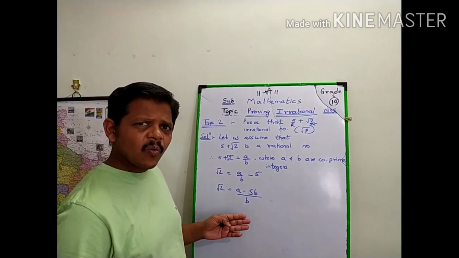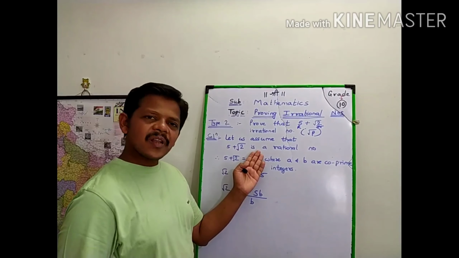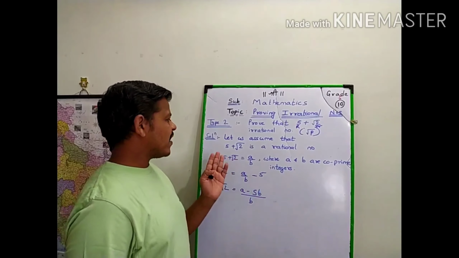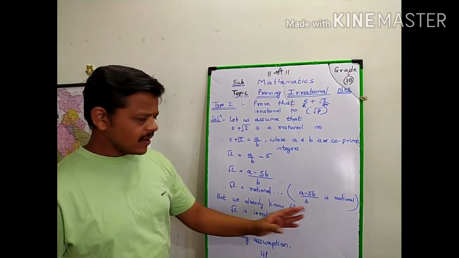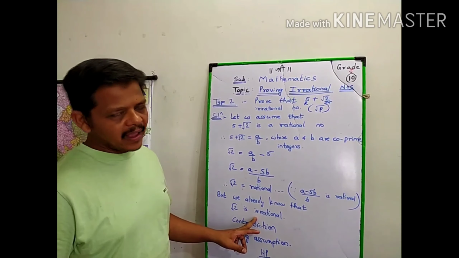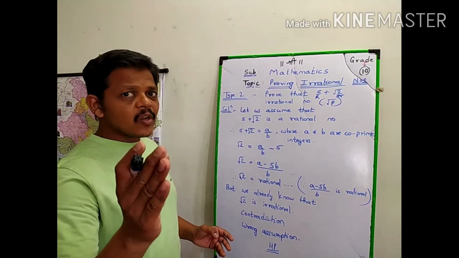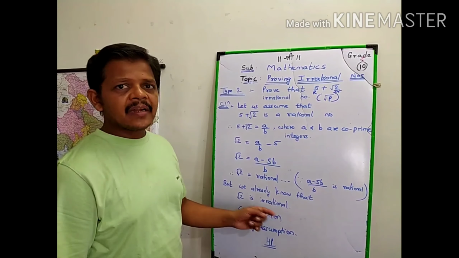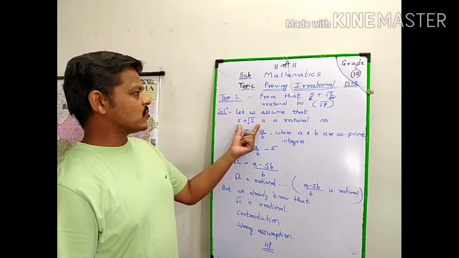Again a contradiction. Why the contradiction? Because of the wrong assumption that 5 plus root 2 is rational. So our assumption is wrong, and 5 plus root 2 becomes irrational. Very simple. Root 2 was rational because a minus 5b upon b was rational, but we already know that root 2 is irrational. So this is the statement you're going to write up. I have not written it over here, but children, you will write it. So there is a contradiction, and this contradiction has arisen because of our wrong assumption that 5 plus root 2 is rational.